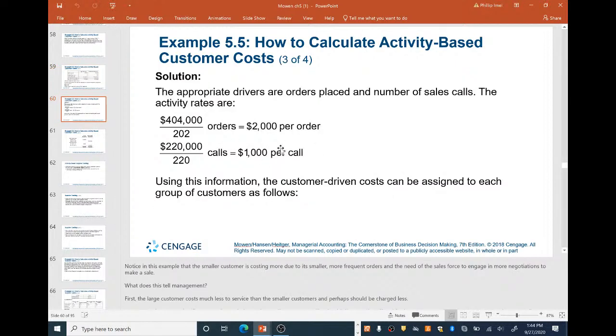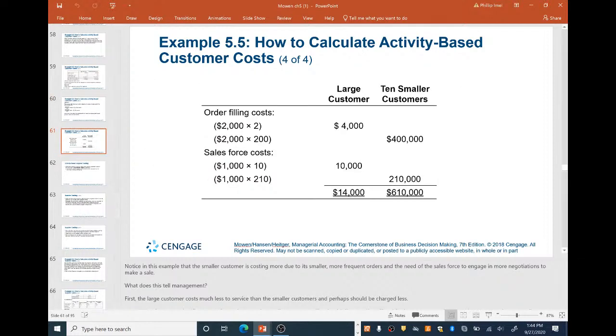Now that we have these, the customer-driven cost can be assigned to each group of customers in the following manner. We'll set up two little charts here: the large customer and the 10 smaller customers.